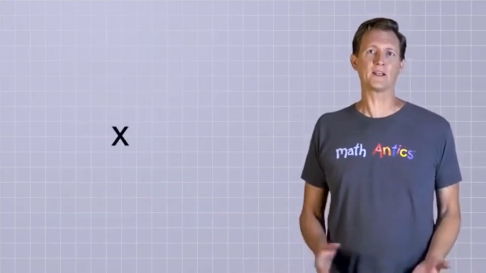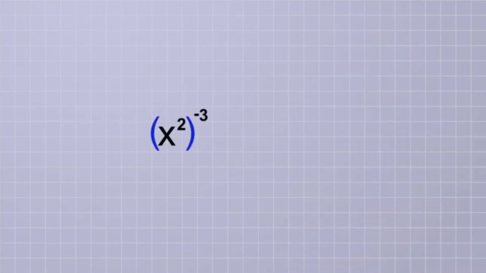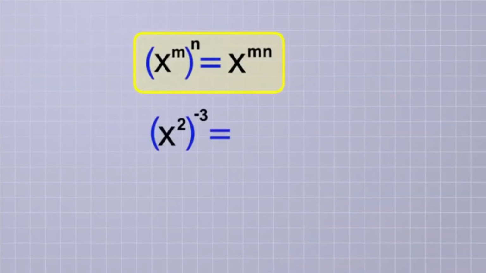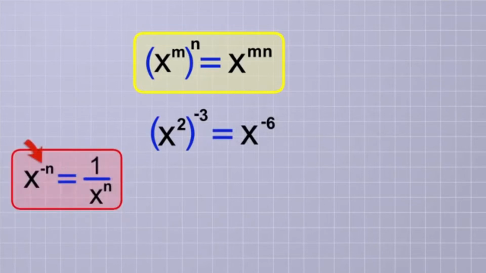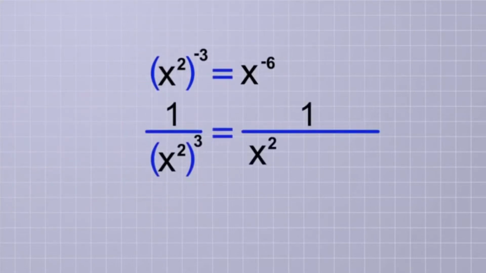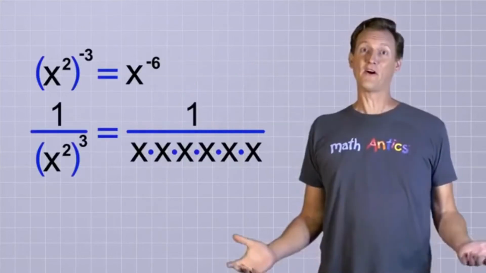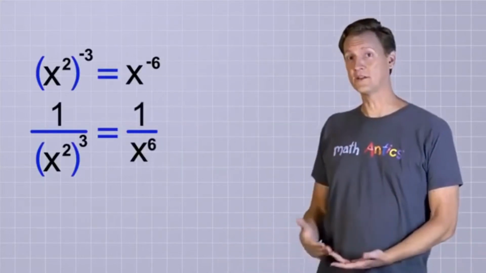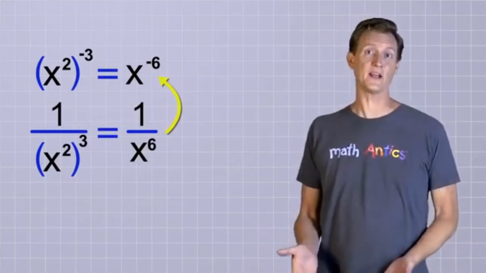Like what if we had x squared raised to the -3rd power? Well, our law tells us that that's the same as x to the power of 2 times -3, which is x to the -6th. To see if that's true, we'll need to use the law we just learned about negative exponents and rewrite this as 1 over x squared to the positive third power. That simplifies to 1 over x squared times x squared times x squared, which in turn simplifies to 1 over 6 x's being multiplied together. And that all checks out, because 1 over x to the 6th would be the same as x to the negative 6th power.